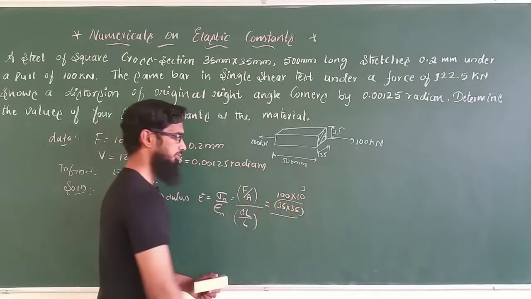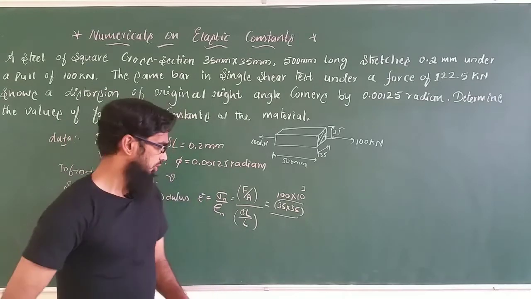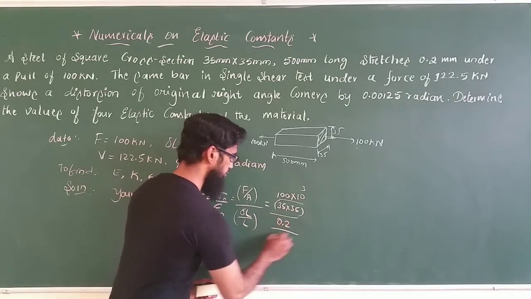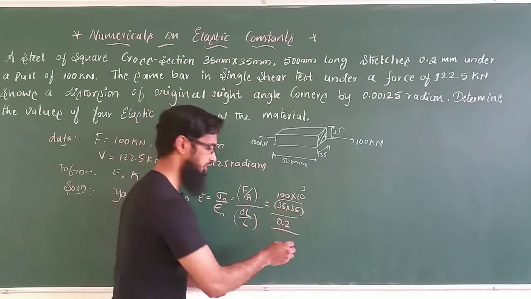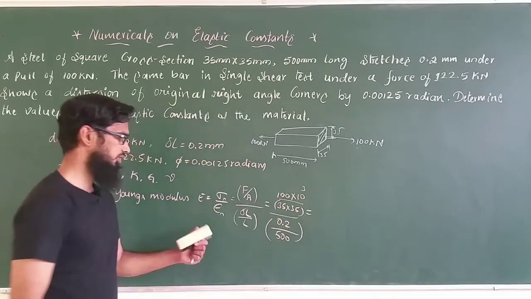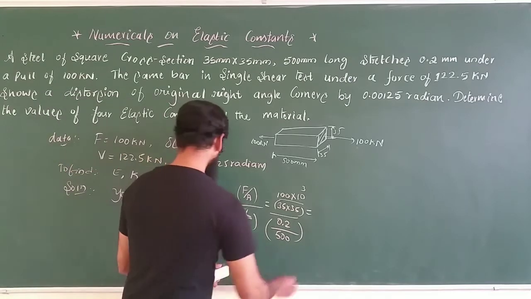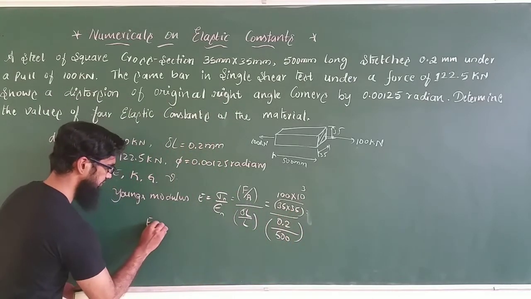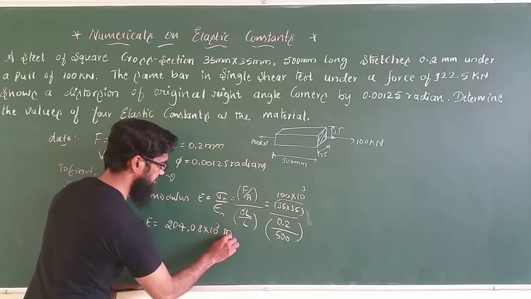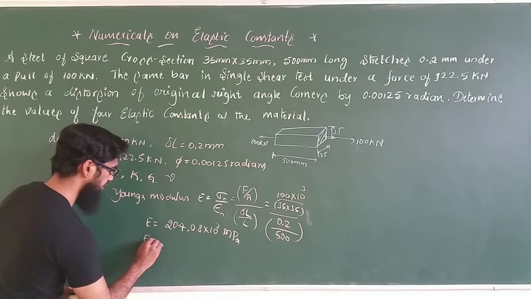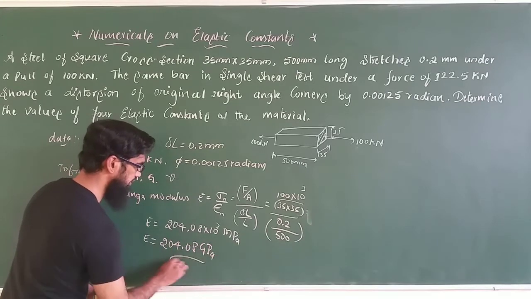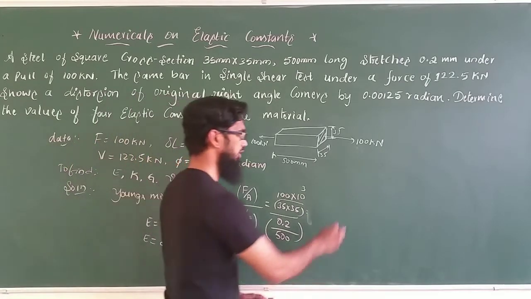So this numerator completes and gives the normal stress here. Again, the change in length is 0.2 mm. In the denominator, it's the actual length of the member, that is 500 mm. Finally, it gives the value of Young's modulus, which is around 204.08 into 10 power 3 megapascal, or in terms of gigapascal, 204.08 gigapascal. So this is the Young's modulus of the given material.